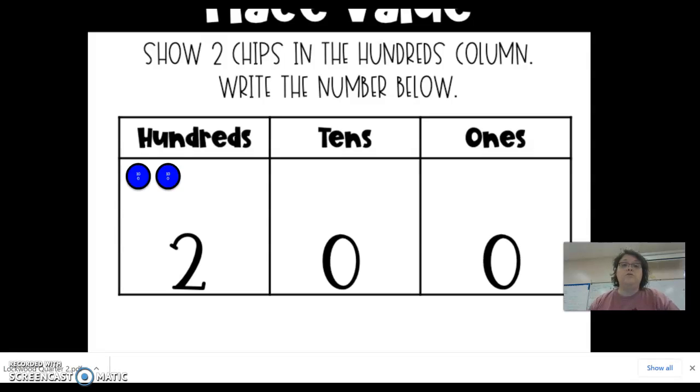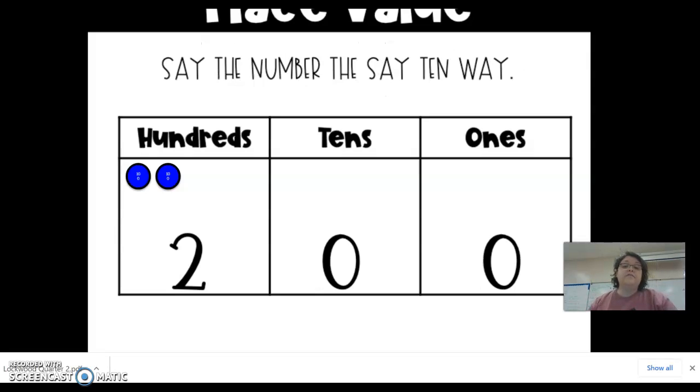Okay, now we're going to show 2 chips in the hundreds column. I would like you to do this now on your paper, and I want you to pause while you catch up with me, please. How do you say this in the say 10 way? You say 2 hundreds. You can say 0 tens and 0 ones, or you just have to say 200s.